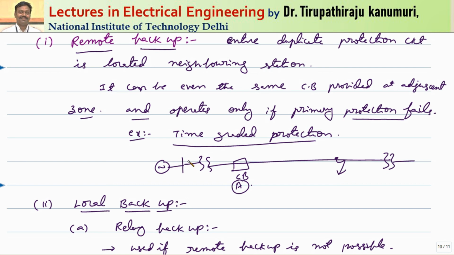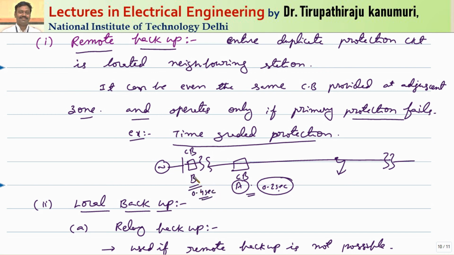Due to some reason, let us assume this circuit breaker has not tripped. Then the circuit breaker which is provided at the power transformer, let us assume this is circuit breaker B. If A fails, then B will operate. So when should it operate? It should operate only if A failed. That means, let us assume I want my circuit breaker to open in 0.2 seconds. Due to some reason it doesn't operate, then this B will operate because it is not in this zone, but still it will operate after 0.4 seconds.